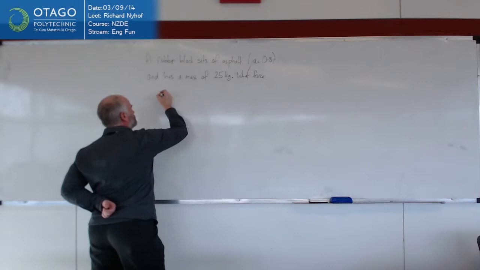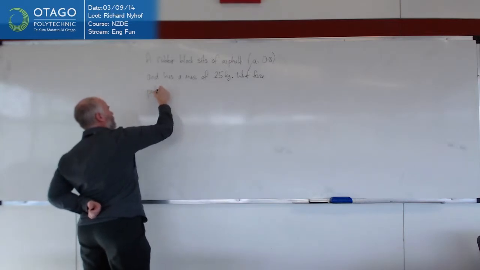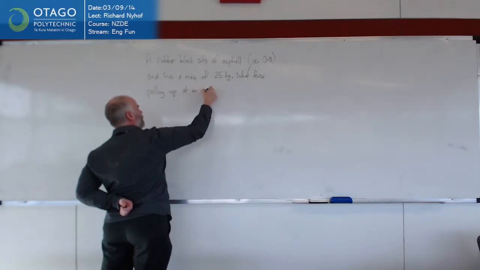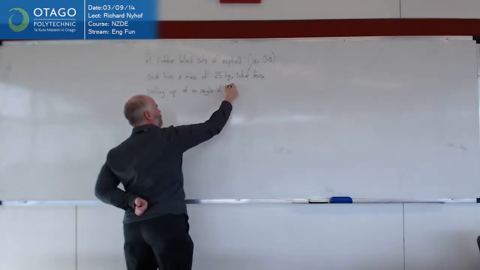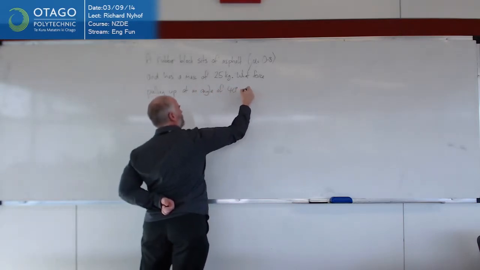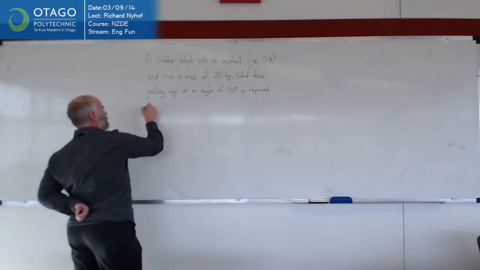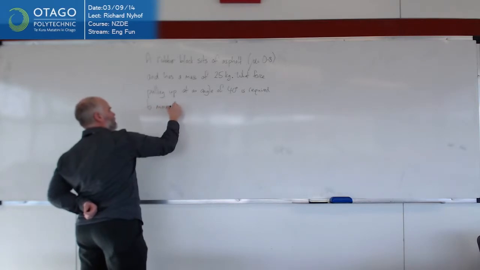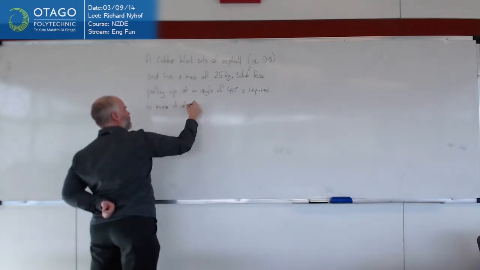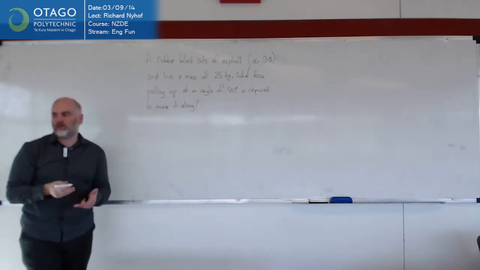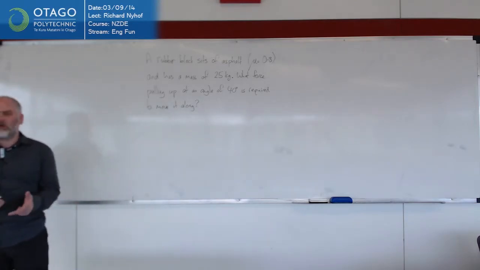What force pulling up at an angle of 40 degrees is required to move it along, or technically to keep moving it once it's already moving, so to have zero acceleration.